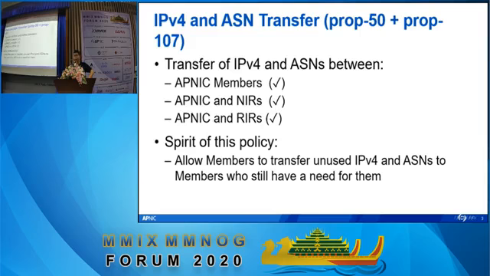So who can you transfer IPv4 address and AS numbers to? So you can transfer IPv4 addresses between APNIC members, and NIR members, and between APNIC members and RIR members. NIR stands for National Internet Registries. In this region, we have 7 NIRs, and the model was set up many years ago, and they can no longer be set up in that way.